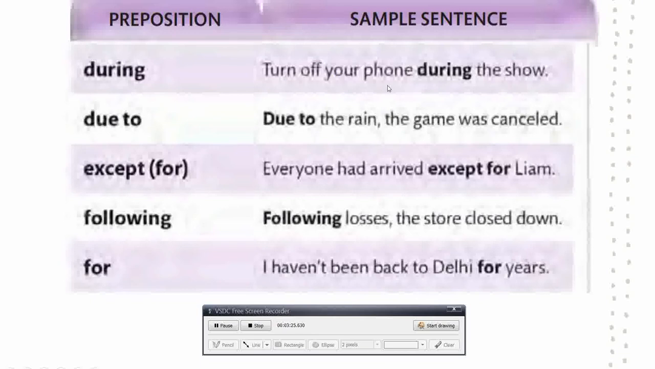During. Turn off your phone during the show. Due to the rain, the game was cancelled. Except for. Everyone had arrived except for Liam, or except Liam. Following losses, the store closed down. For. I haven't been back to Delhi for years. That means a certain duration.